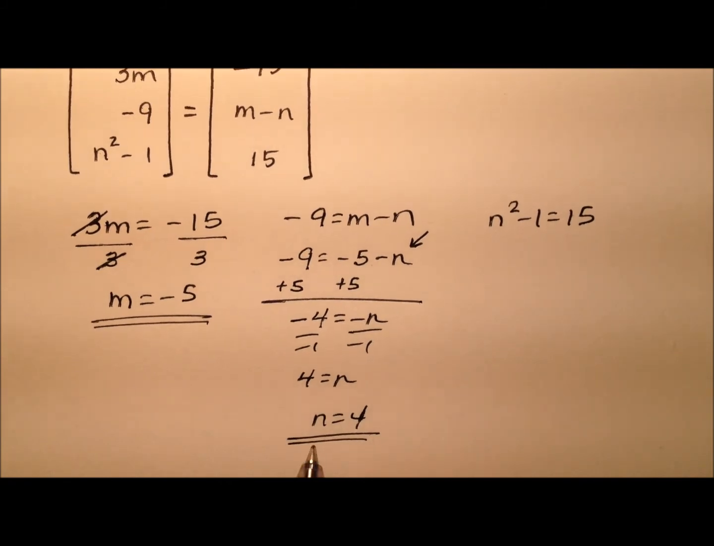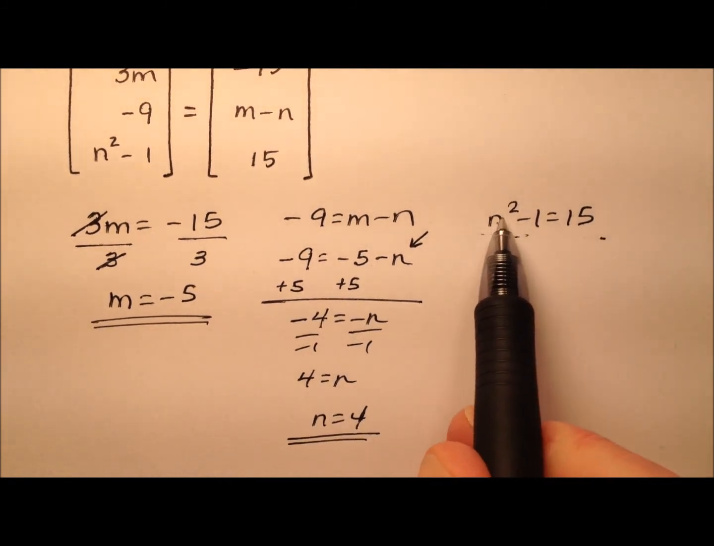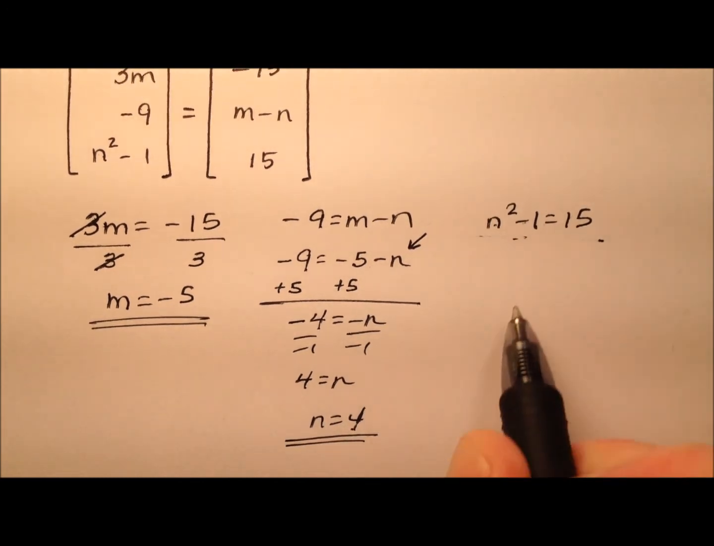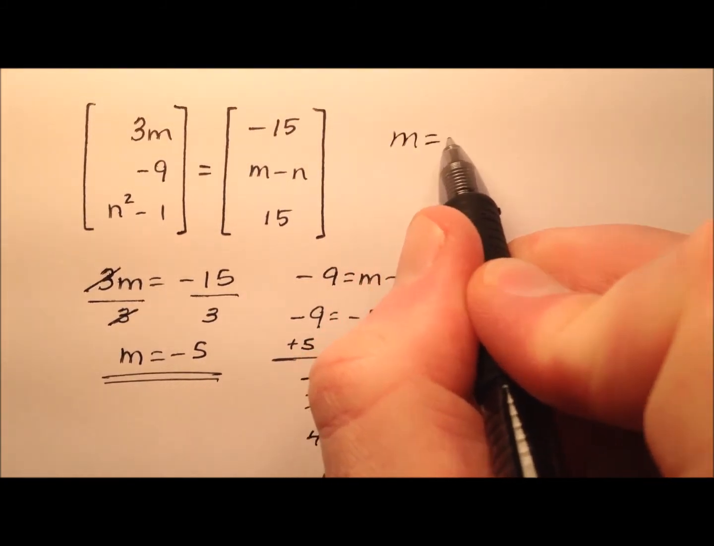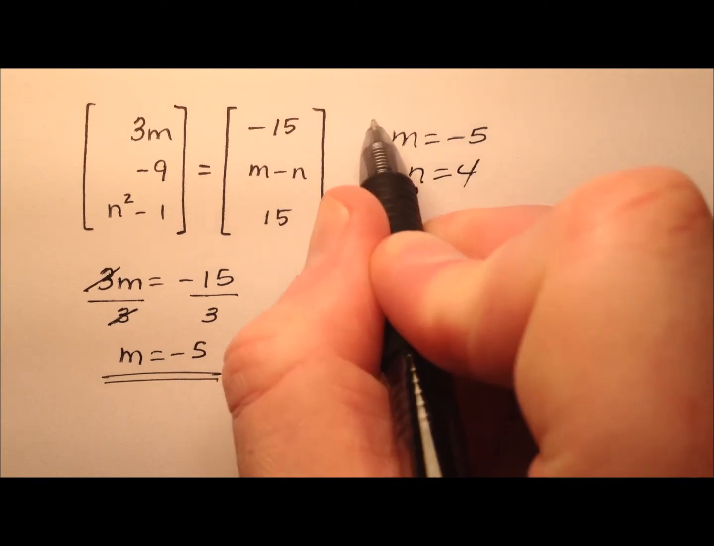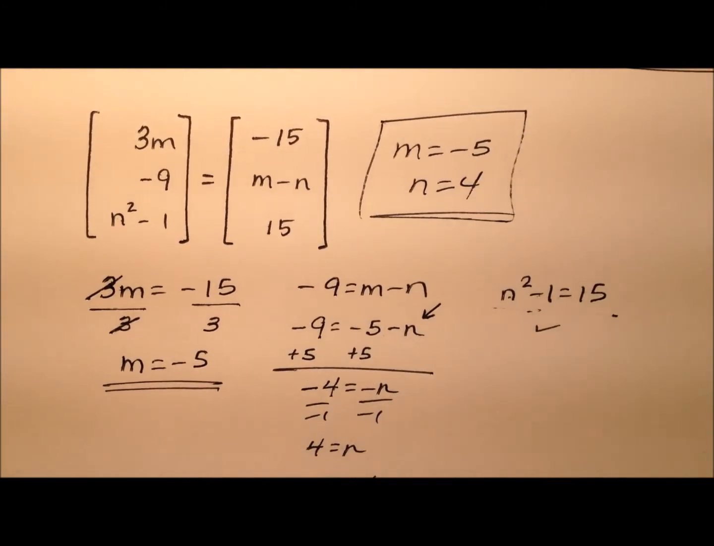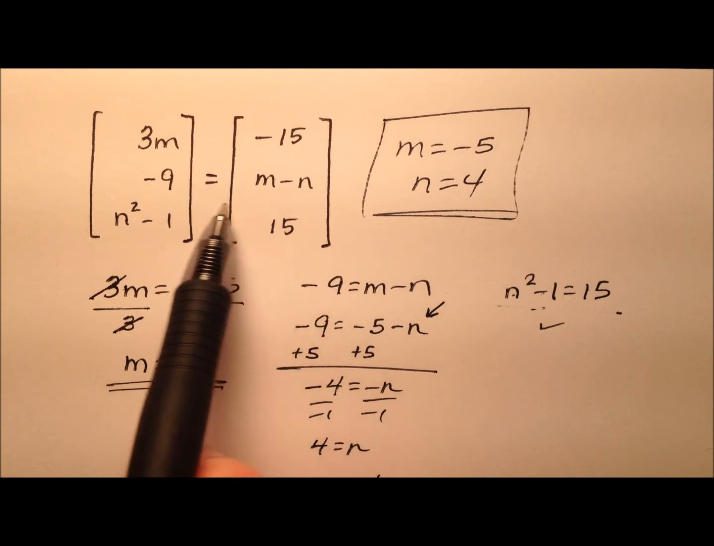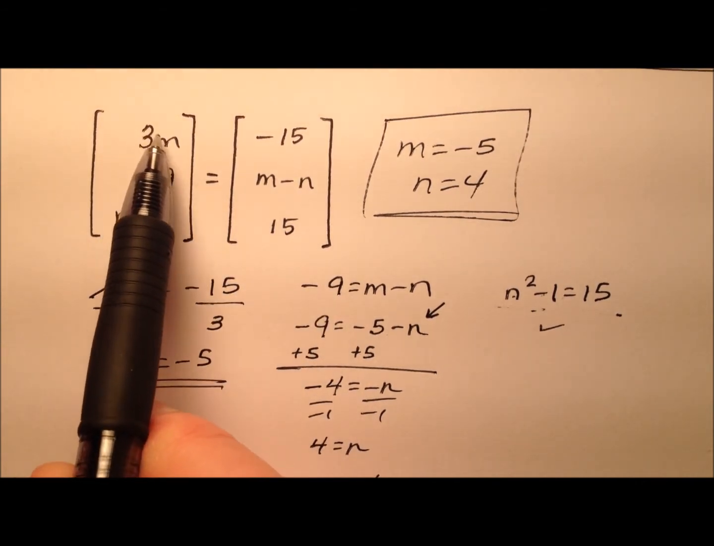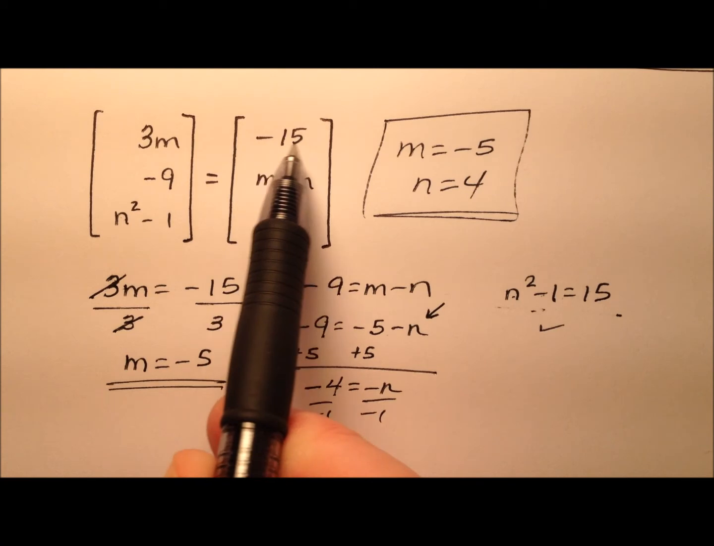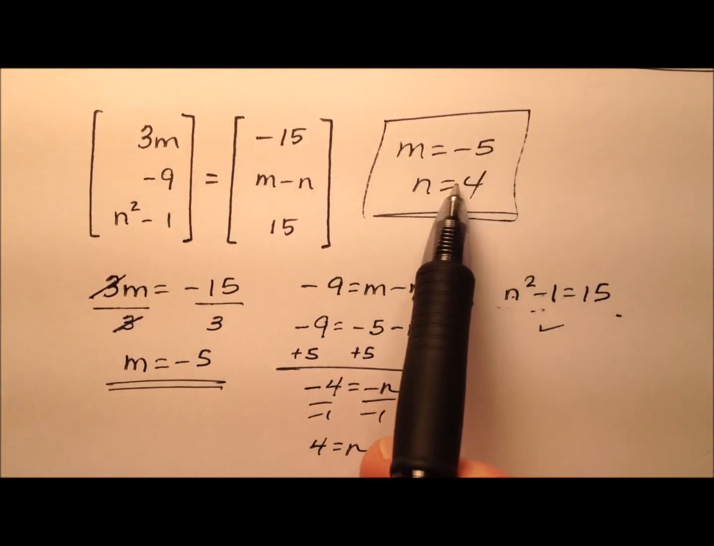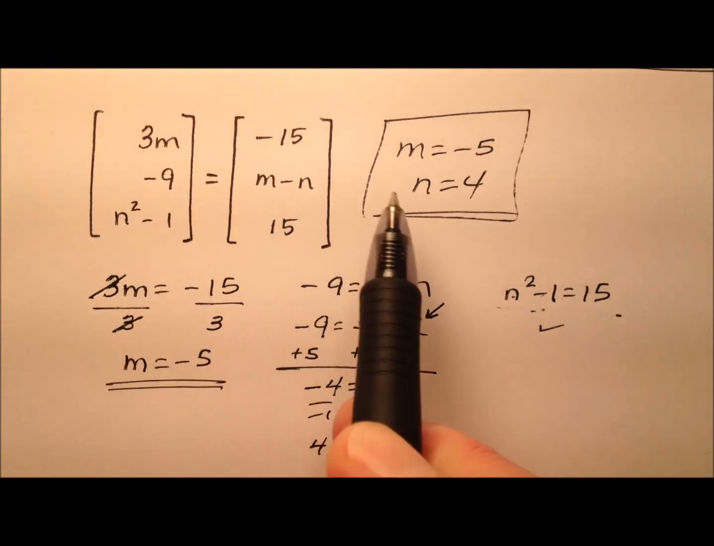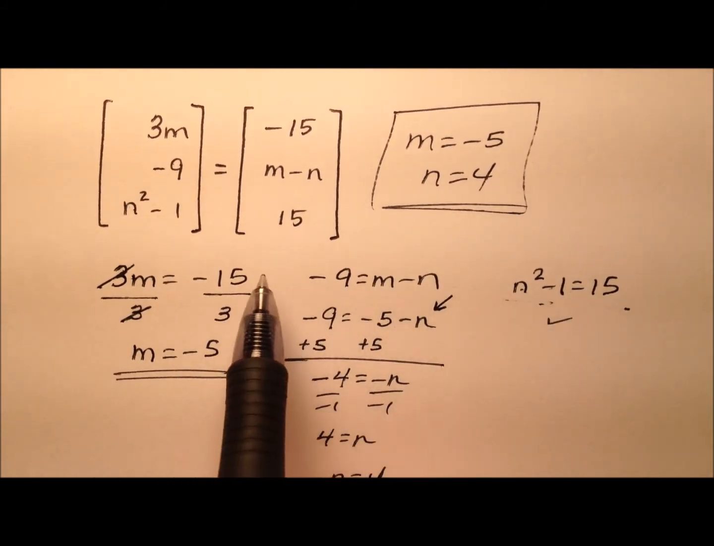And let's just go ahead and ensure that it works out for this final equation, n squared minus 1. So 4 squared is 16, minus 1 is 15. So this does work. So we're saying then that m equals negative 5, n equals positive 4. So let's plug it back into the first two, because we already plugged it into here, we know it works. So 3 times m, so 3 times negative 5 is negative 15, that's good. And m minus n, so negative 5 minus 4 is indeed negative 9. So we're good to go on this equation here.